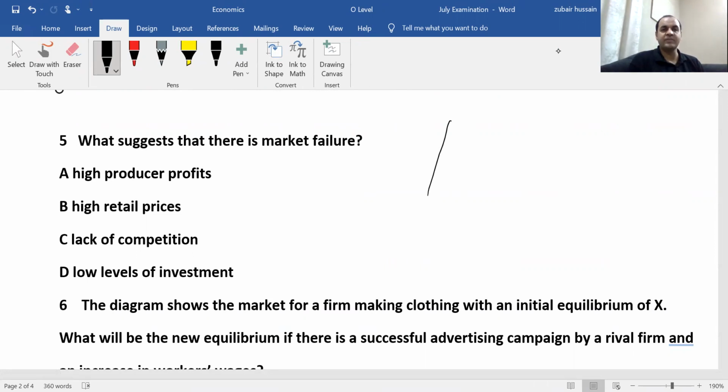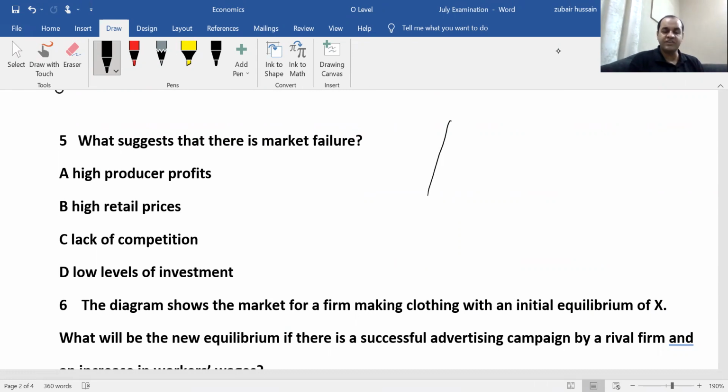Market failure: the causes of market failure are over-allocation of resources, under-allocation of resources, and monopoly, where there is no competition. The next one is the public good. These are the common causes of market failure. So option C is the right option. There is a lack of competition.